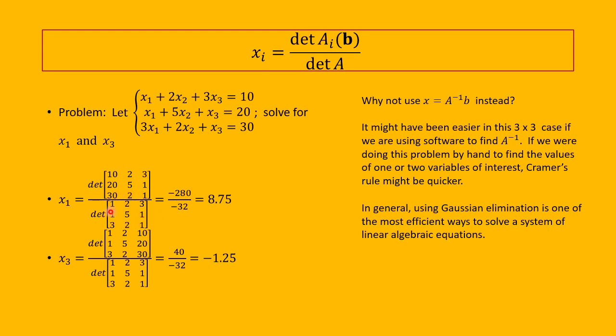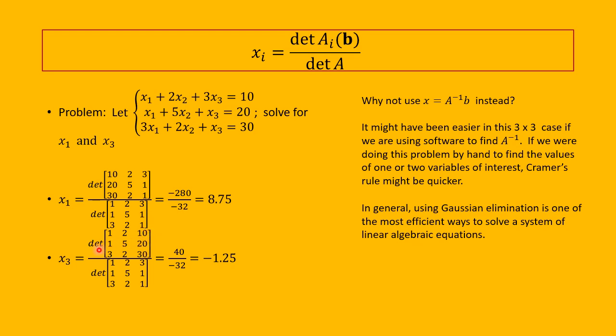If we evaluate the determinant of this denominator, it turns out to be minus 32. Minus 280 divided by minus 32 is a positive 8.75. Now, to find x sub 3, we're going to use the same denominator we had up here, so it's still minus 32. But since we're finding the third variable, this numerator is going to be very similar to this denominator, except we will replace this third column by 10, 20, 30 right here.